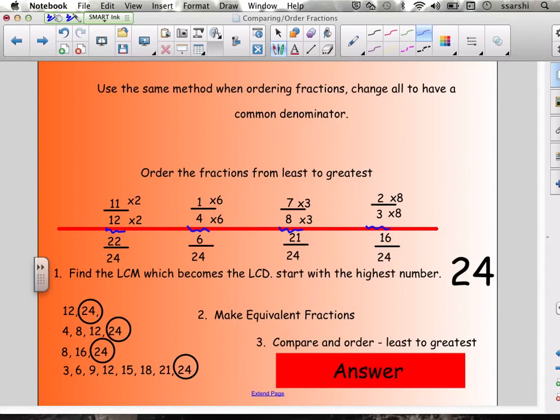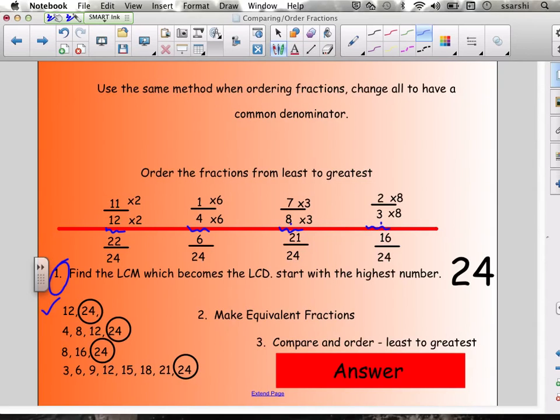So the first thing I do is find the lowest common multiple, which becomes my lowest common denominator. To do this, I take a look at the highest denominator. I have a 12, a 4, an 8, and a 3. So I'm going to begin with the 12, the highest denominator, and I list the multiples of 12: 12 and 24.